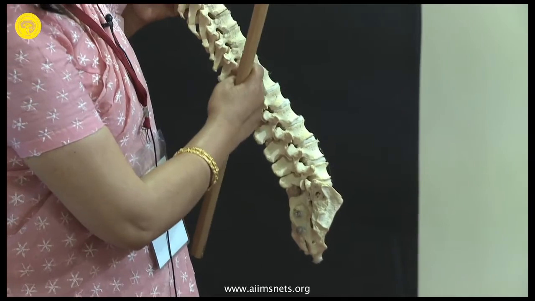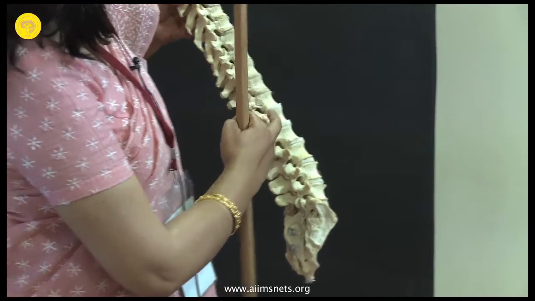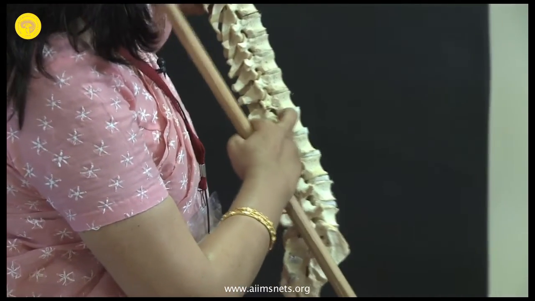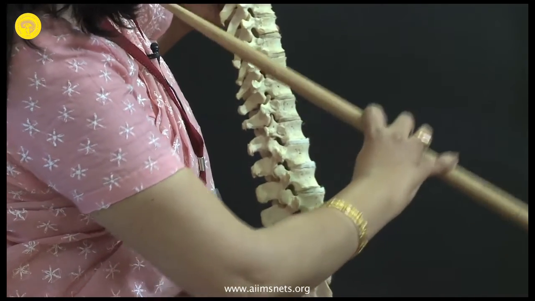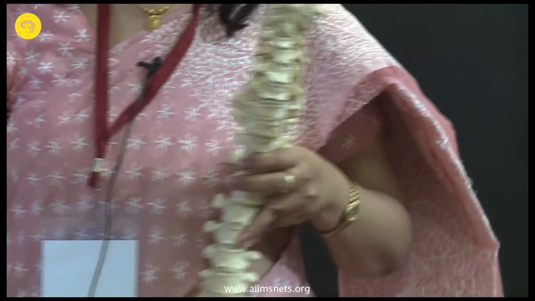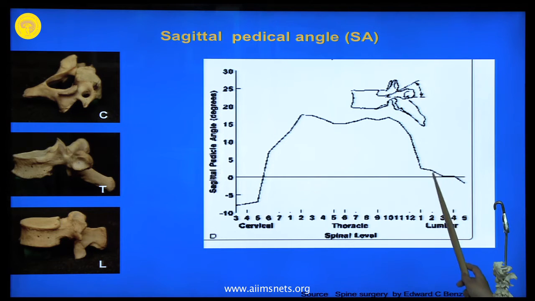and slowly they start becoming more horizontal. In the L1 vertebra, we can see that the angle has now reduced, this downward descent has reduced and the angle has become more or less around 2 to 3 degrees, and by L2 and L3 it is 0 degrees. That means the pedicles are attached horizontally to the bodies.